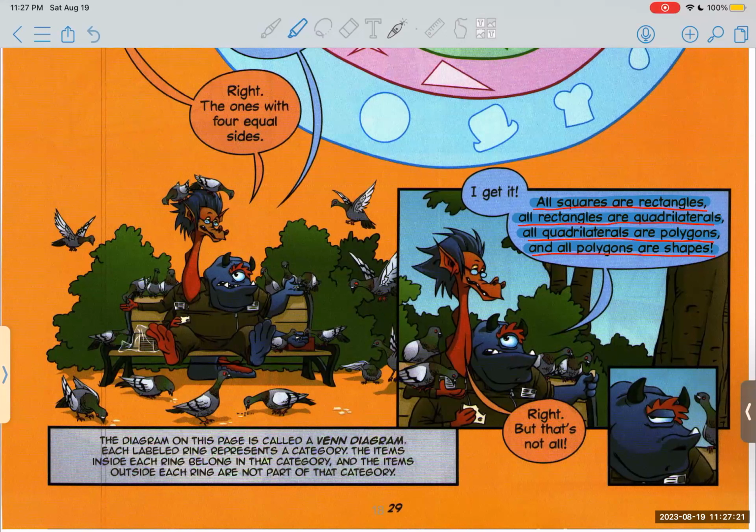And also, if we look at the gray box on the bottom, it says that the diagram on this page is called a Venn diagram. Each labeled ring represents a category. Items inside each ring belong in that category, and the items outside each ring are not part of that category.